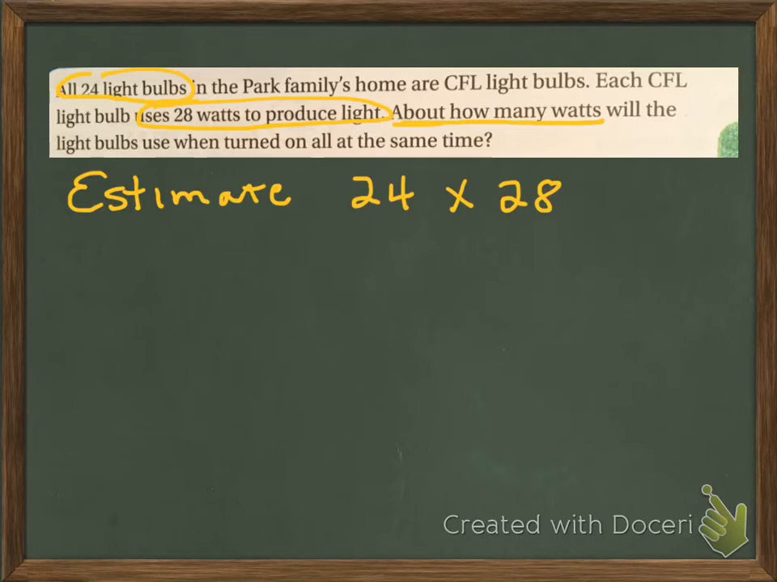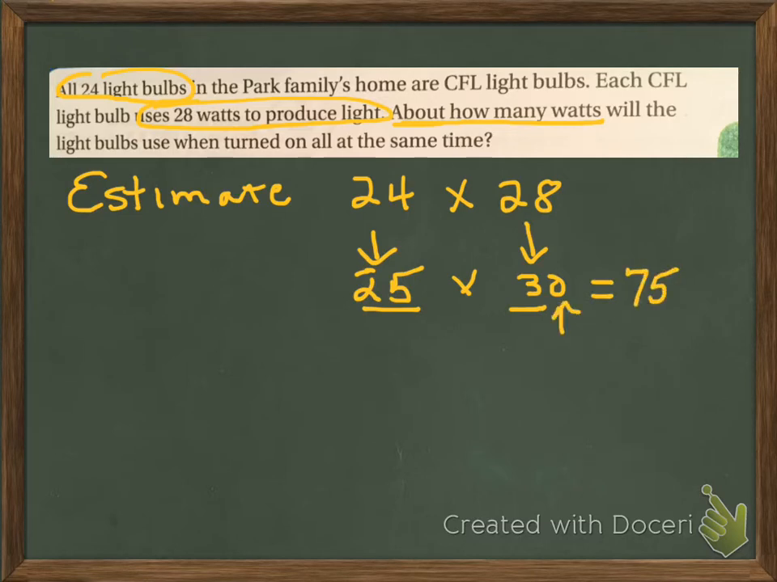For me, I'm going to say a number that might be easy for me to multiply, compatible for me. I'm going to make 24, 25. And then I'm going to take 28 and make it 30. So I'm thinking of numbers that would be easy for me to multiply. So I'm going to think 25 times 3. Well, I happen to know that that's 75. And then I have this 0 here. So 25 times 30 is 750.